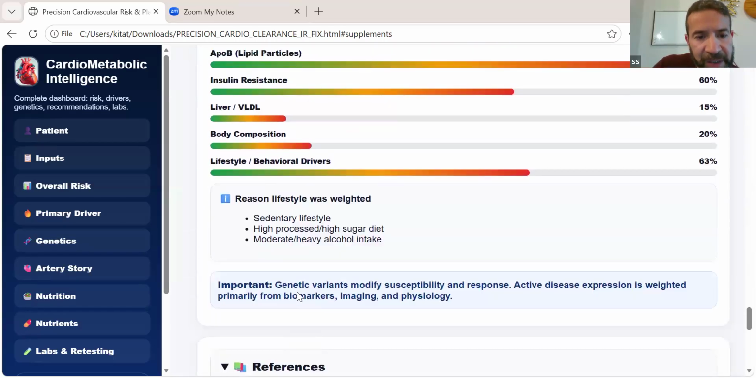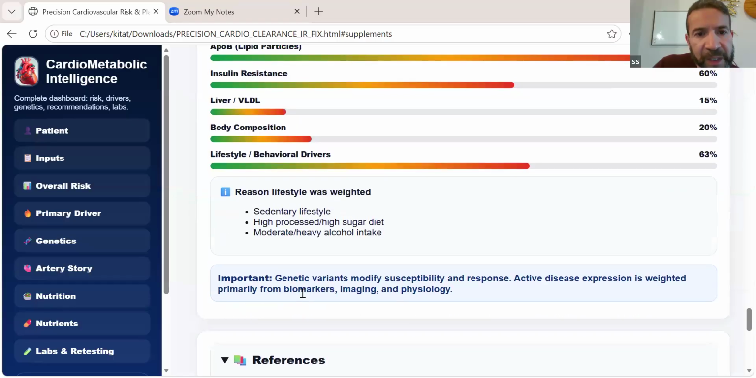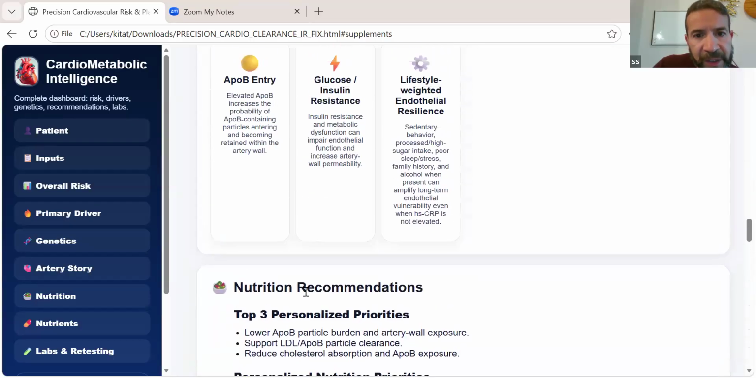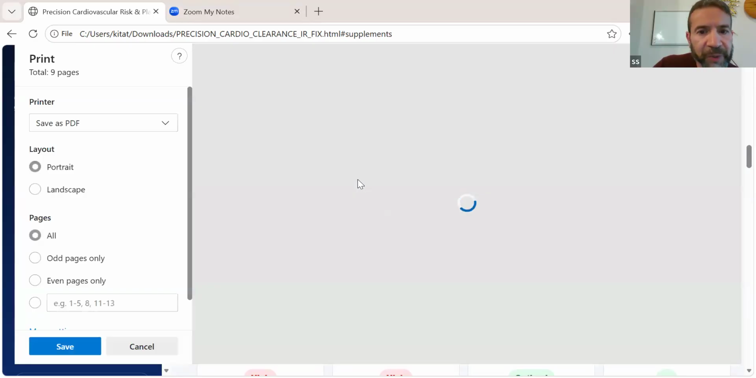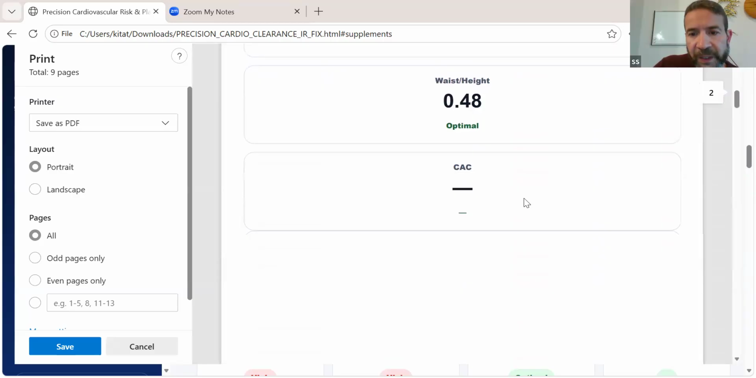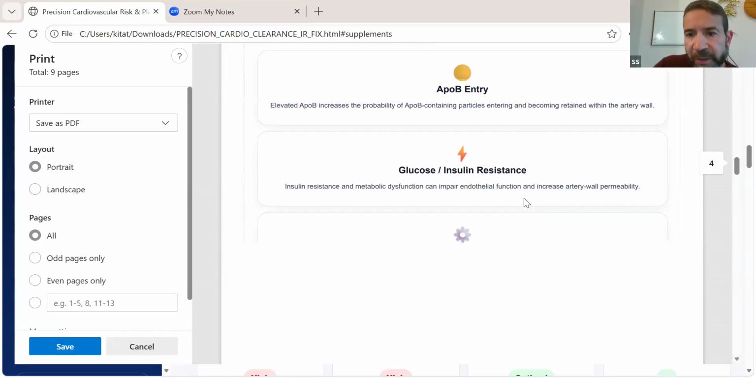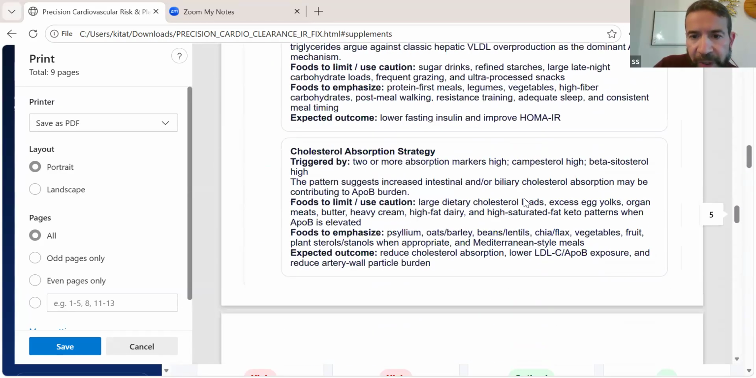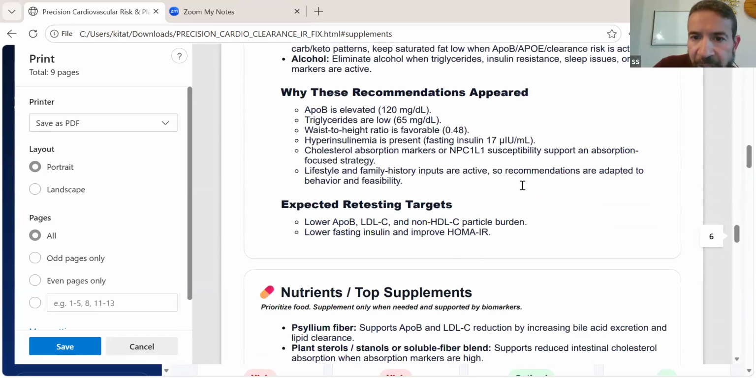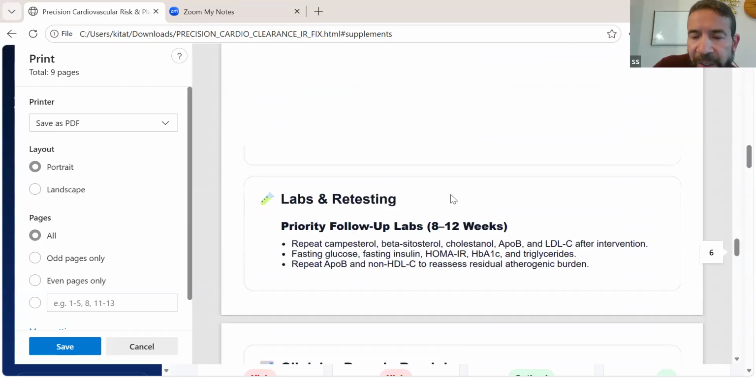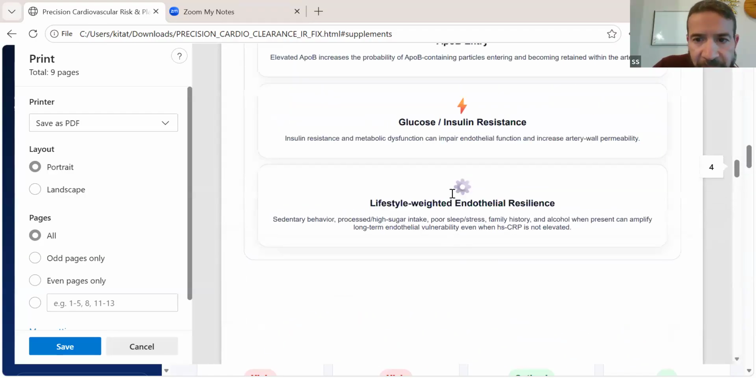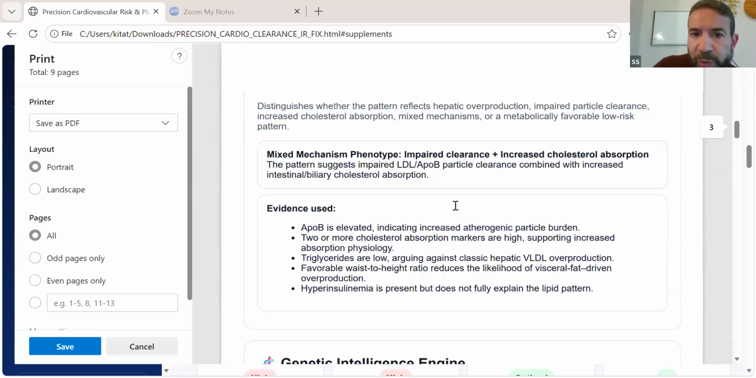But the good thing about this tool is you can generate reports. You can plug in your numbers and export reports, and these are your reports right here. You can take that with you to your primary care and work with them and have healthy conversations and try to work with them on customizing your therapy so it's customized, personalized, and precise.